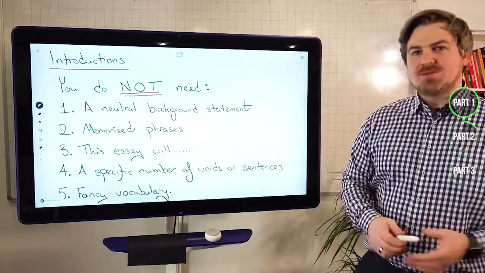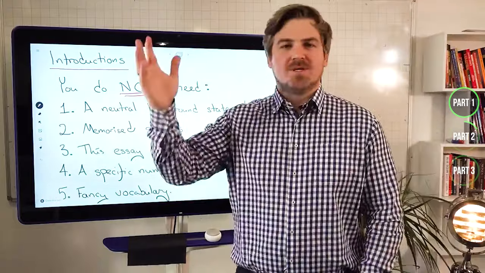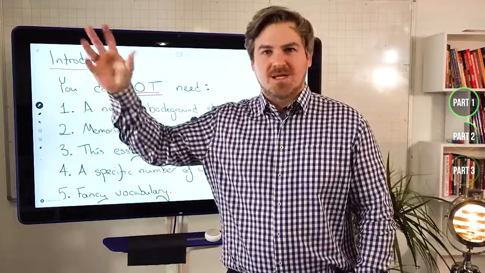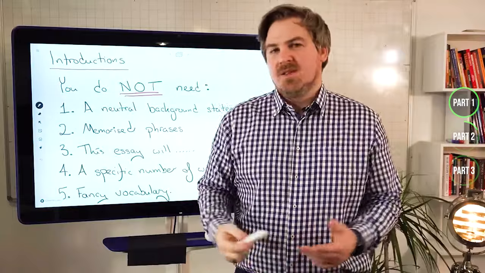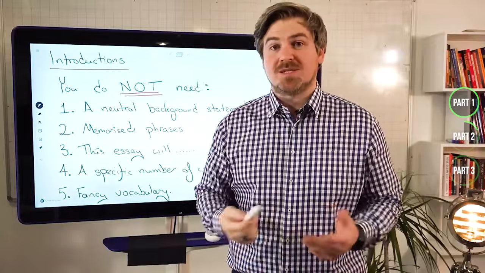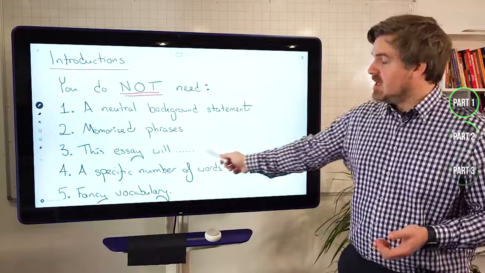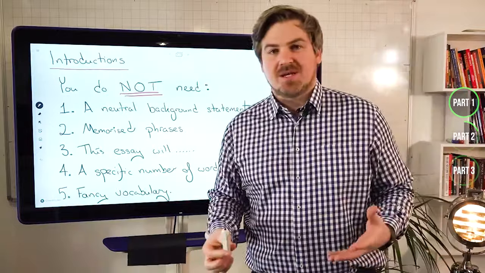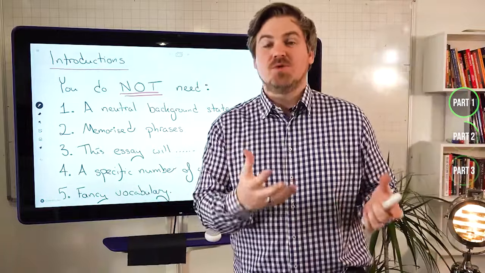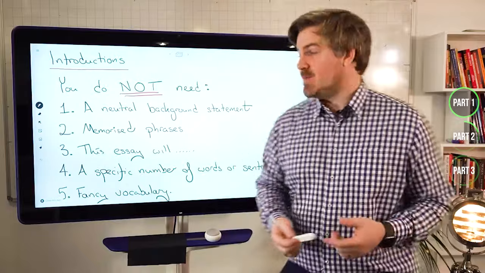Number 3, also, it's a waste of time to put, for example, this essay will discuss both views and give a reasoned conclusion at the end. That's what your essay is supposed to do. You're stating the obvious. And very much like a neutral background statement, you're not adding anything to your essay. You're not telling the examiner what you think about the question, which is what you're supposed to be doing.